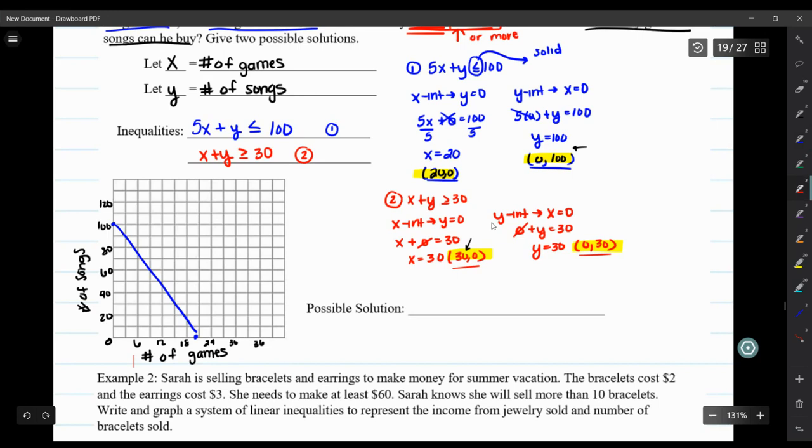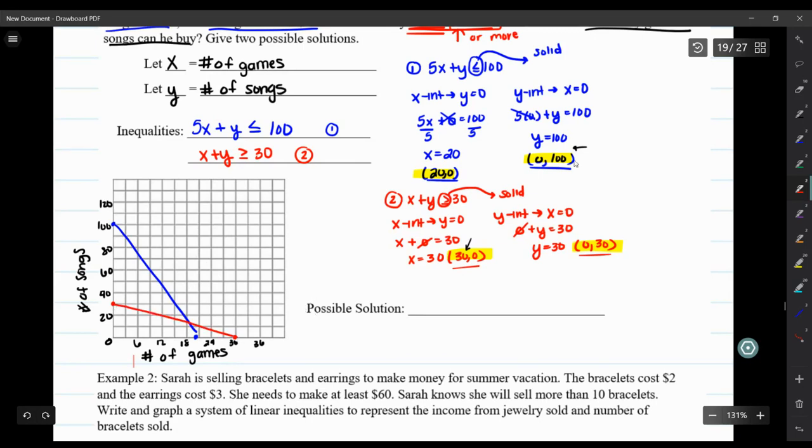Now let's graph the red one. So 30 and 30. So I have 30 on the x-axis and I have 30 on the y-axis here. And again, this is greater than or equal to, so that means this guy is also a solid line. So let's try to graph this one.